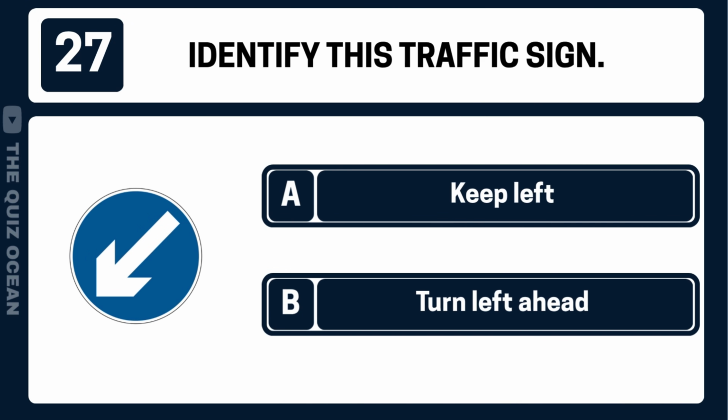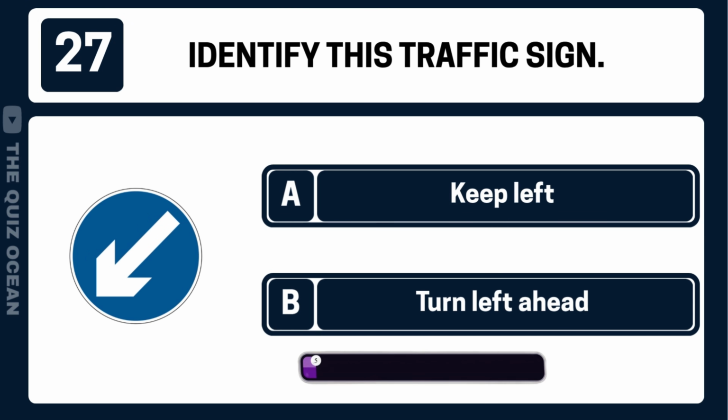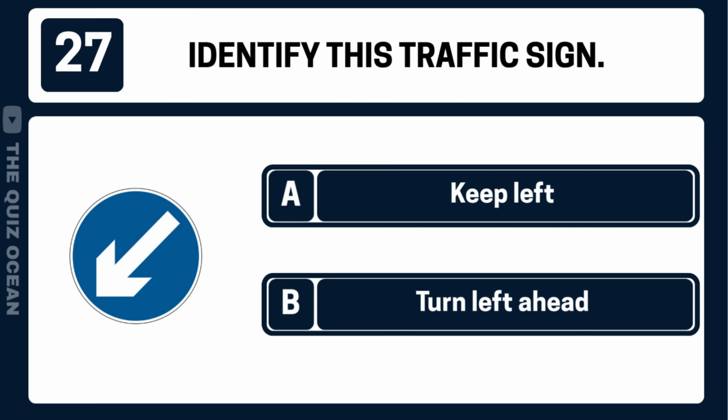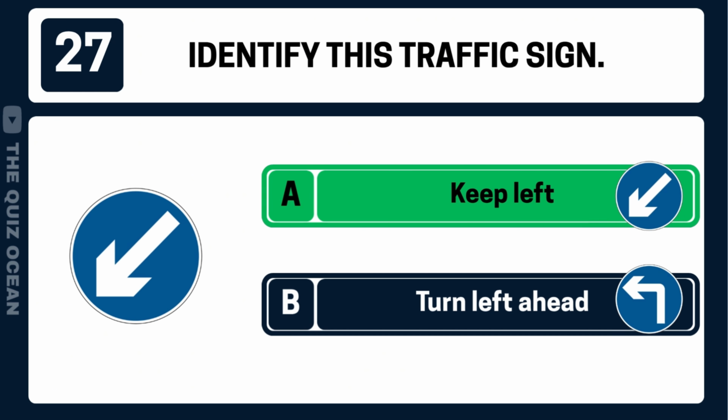Identify this traffic sign. A. Keep left. B. Turn left ahead. The answer is A. Keep left.